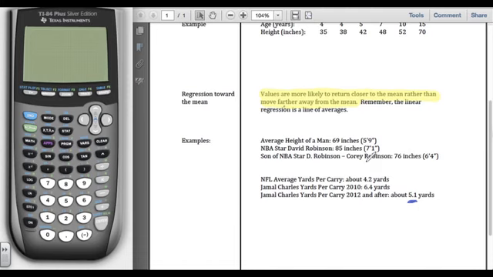We don't see 6.6 and then 6.8. We don't see new records being broken every year. And that's how we explain regression toward the mean.